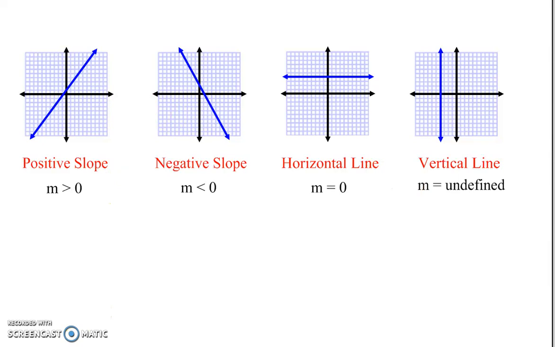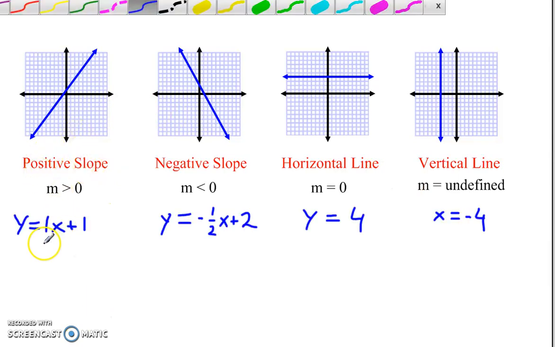Here are a couple of examples of that. These are the equations of these lines. Notice all of these could be rewritten in standard form, ax plus by equals c. In this case, a would be 0, so 0x plus 1y equals 4. And in this case, b is 0, so 1x plus 0y equals negative 4.